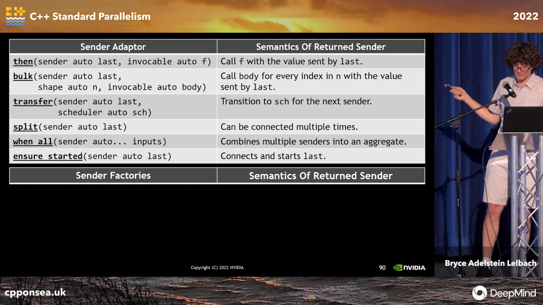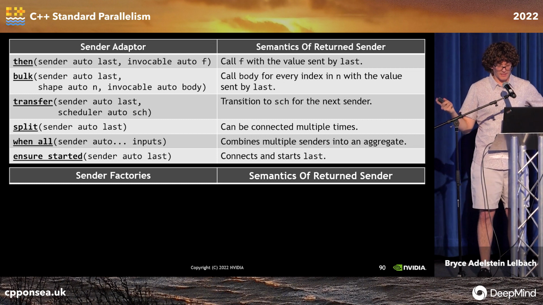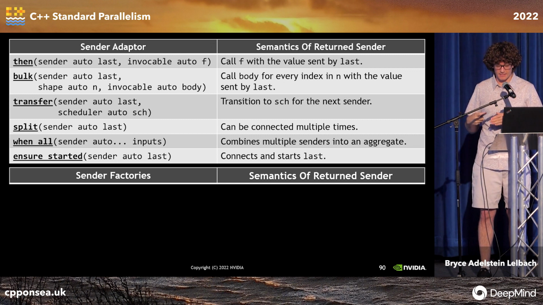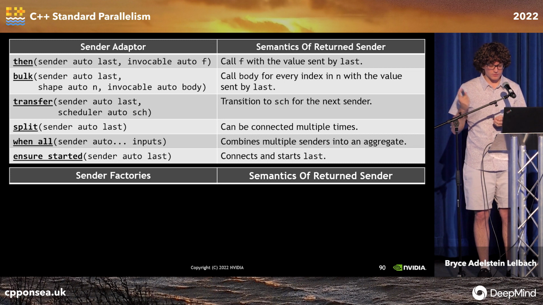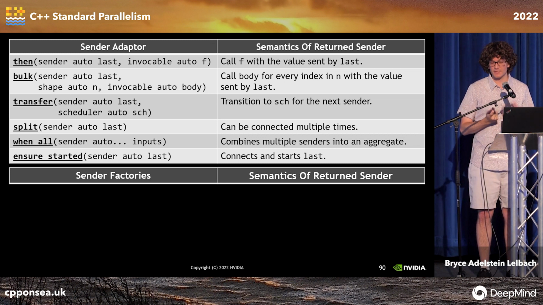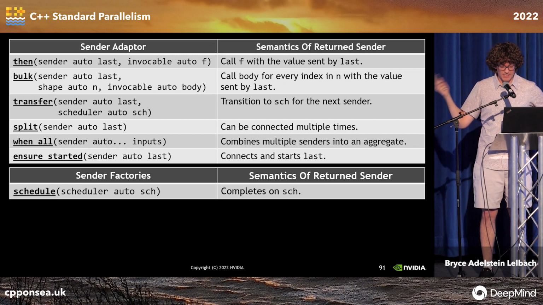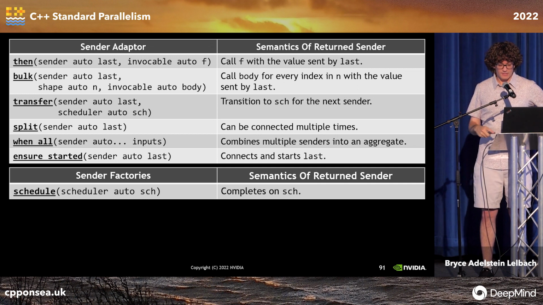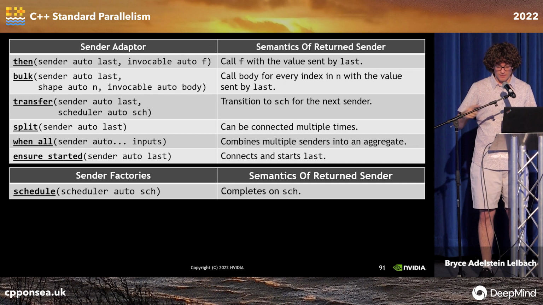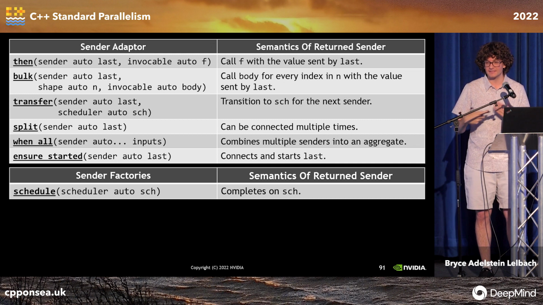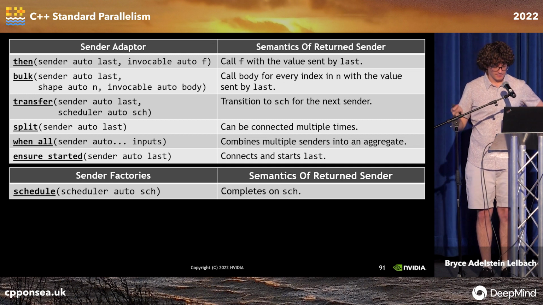So sender factories are another kind of sender algorithm. Unlike sender adapters, they do not take senders as parameters, but they do return a sender. So sender factories are used to start new chains and graphs. The senders they return are the new root nodes of those graphs. So we've already seen one of those, which is schedule, which returns a sender that completes on the specified scheduler. The returned sender doesn't send the values or represent any actual work. It's just a handle that you can use to compose more work on that scheduler's execution context.